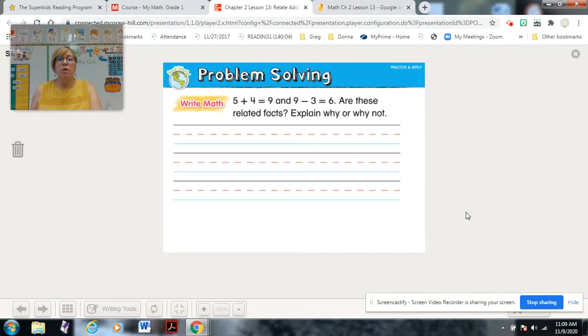Okay, here we go. This is our right math problem solving. 5 plus 4 equals 9, and 9 minus 3 equals 6. Are these related? Explain why or why not.